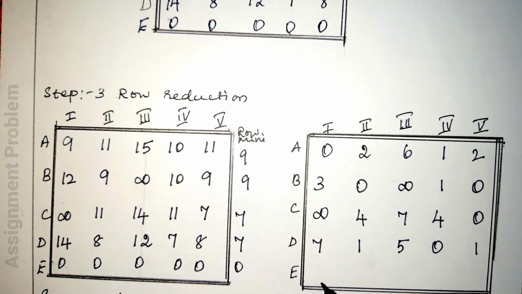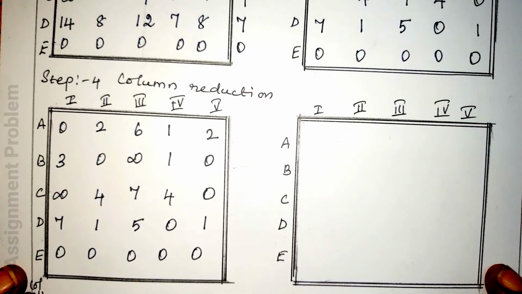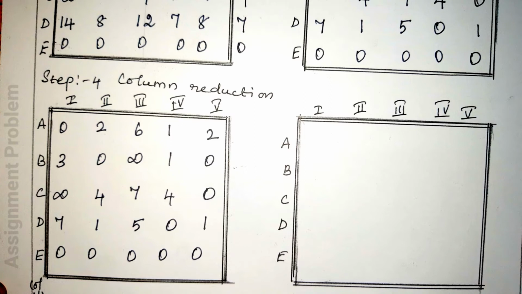At last you have to write the dummy row. Row reduction is over. Next one, column reduction. Select the least number from each column and subtract it from all the elements in that column.